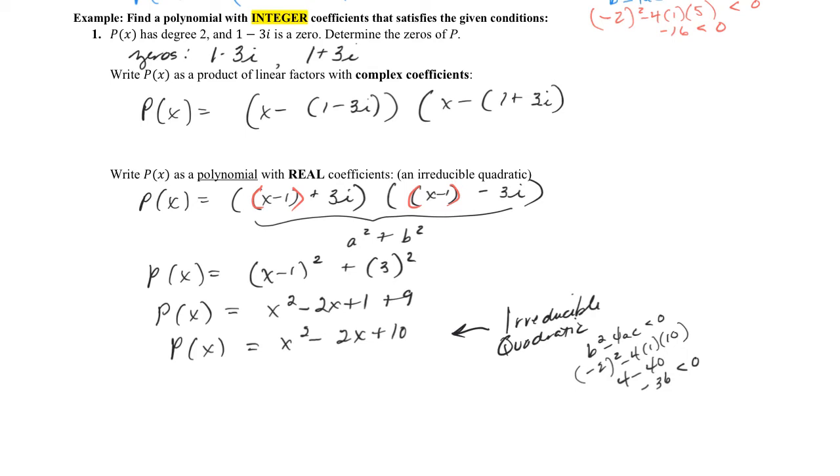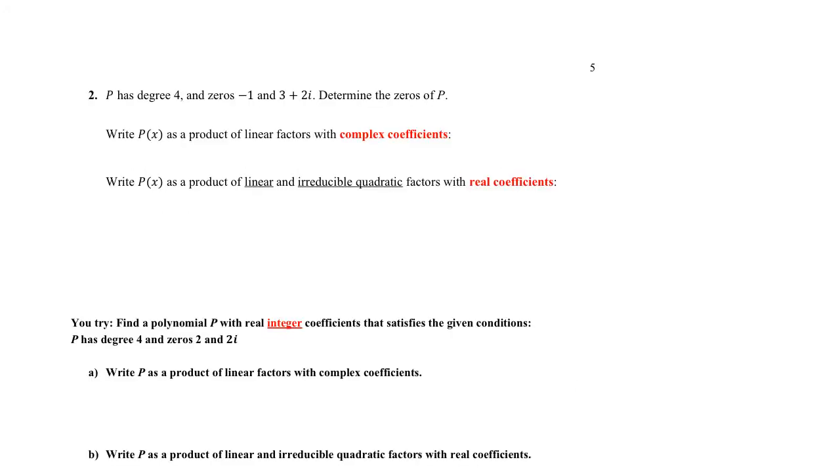And then, of course, 3 squared is 9. Combine all of that, and you get the polynomial p of x is equal to x squared minus 2x plus 10, which is an irreducible quadratic. And I know it's an irreducible quadratic because the discriminant, b squared minus 4ac, is less than 0. In fact, the value of the discriminant is -36, and so that obviously is less than 0.